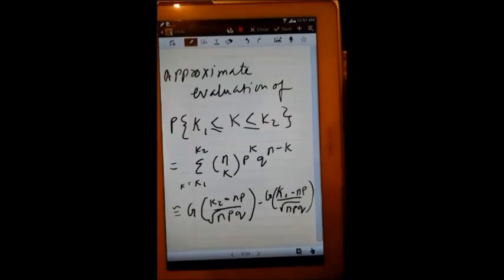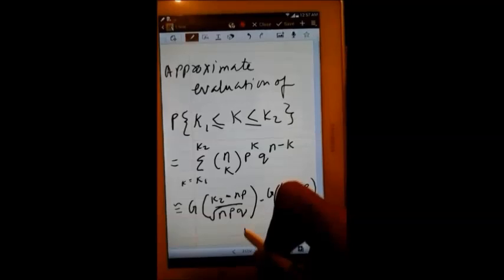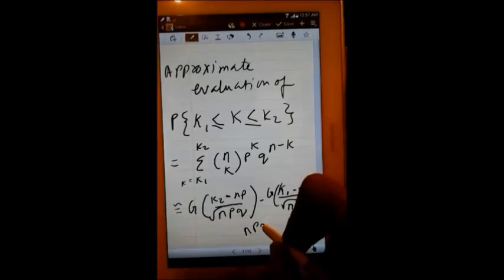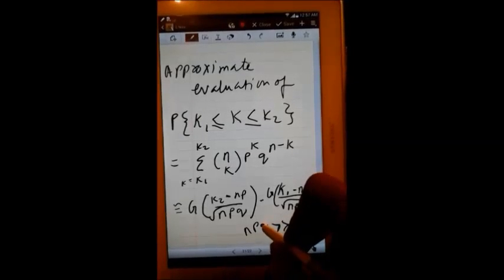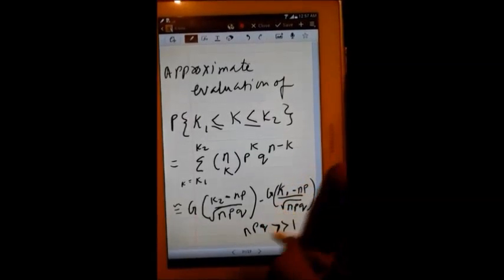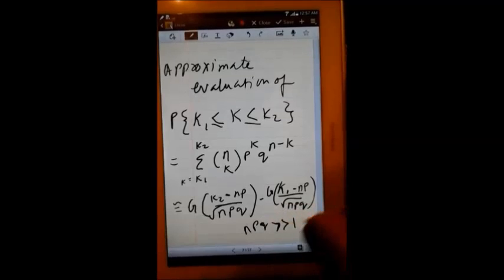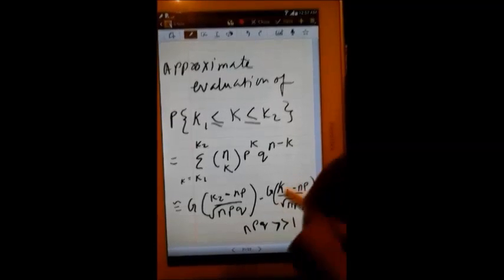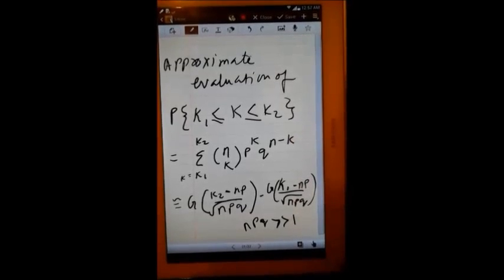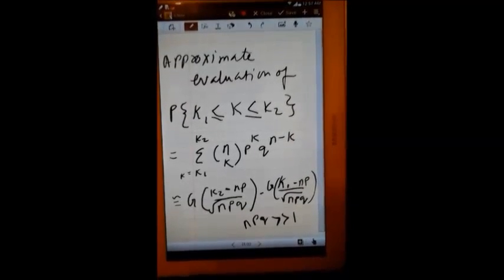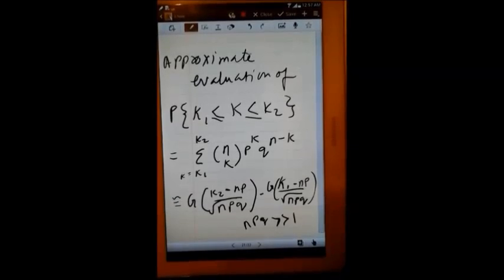Here we should note that npq is very much greater than 1. That is, the value of n is very large. npq being very much greater than 1 is the important thing that we need to take care of for the normal approximation.